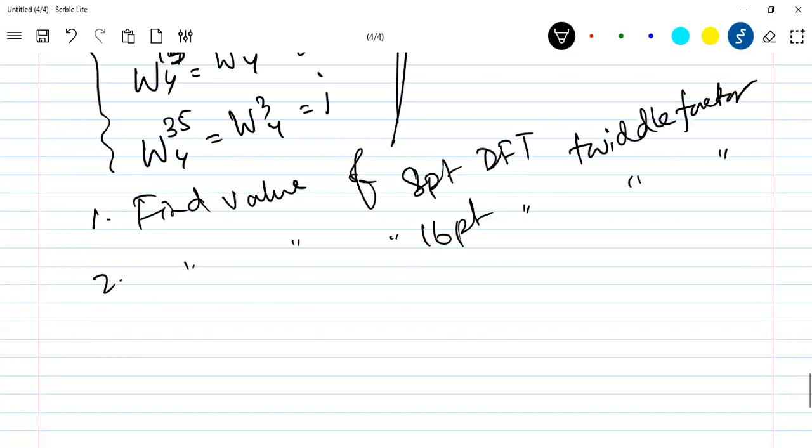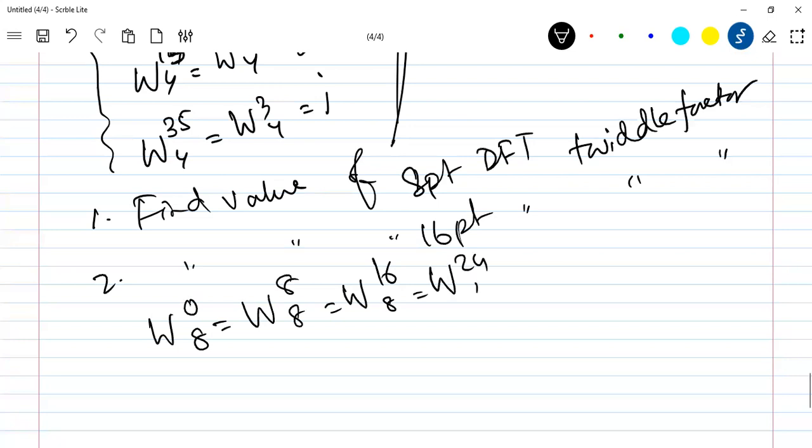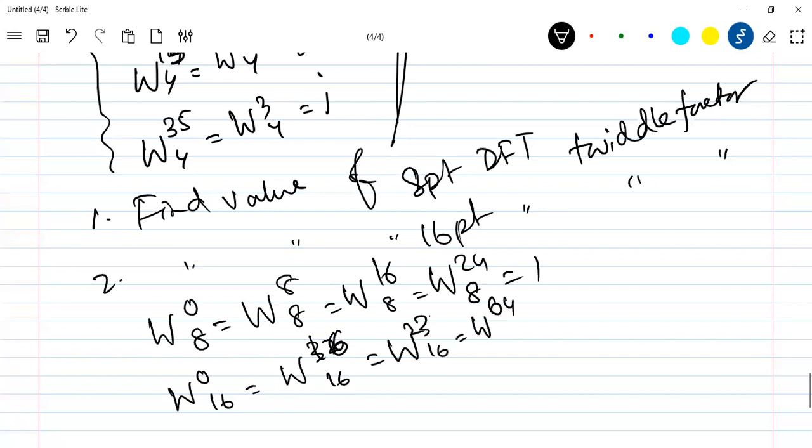Is that clear? Similar to the case of W08, it has the same value as W88, and similarly for 16-point. This way, it is always one. In a similar way, the value of W016 is the same as W30. It's always 1. Clear?